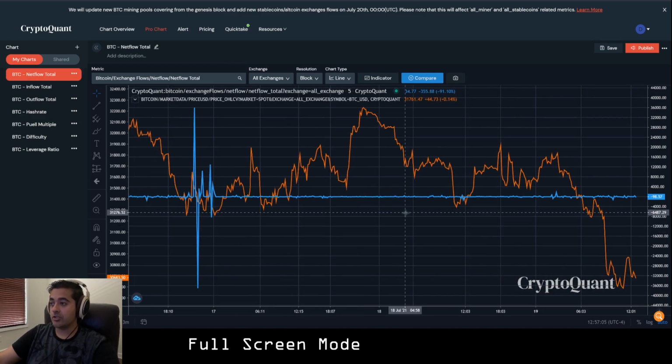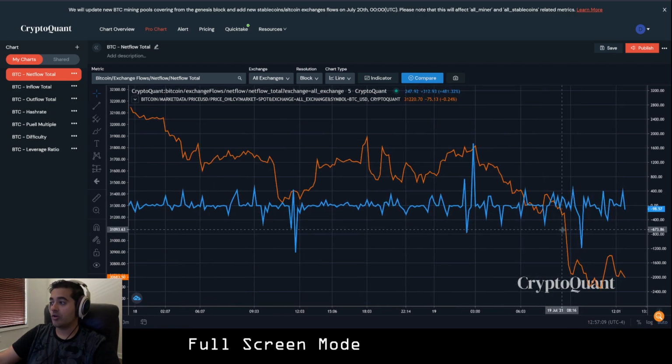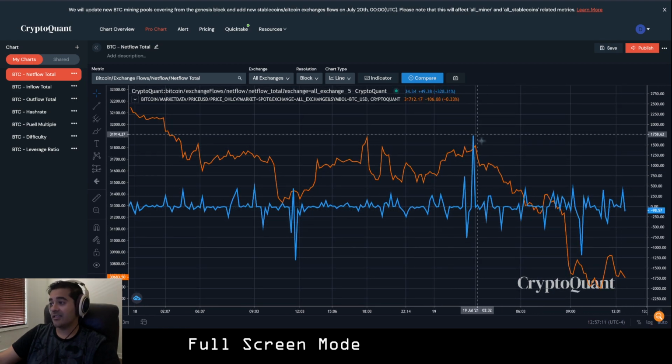The only thing that looks bearish is when you see large net flows coming in, and these are usually short-term bearish signals, and it looks like they've been pretty accurate. Huge net flow in, price decline. Net flow out, price goes up. Net flow in, price decline.